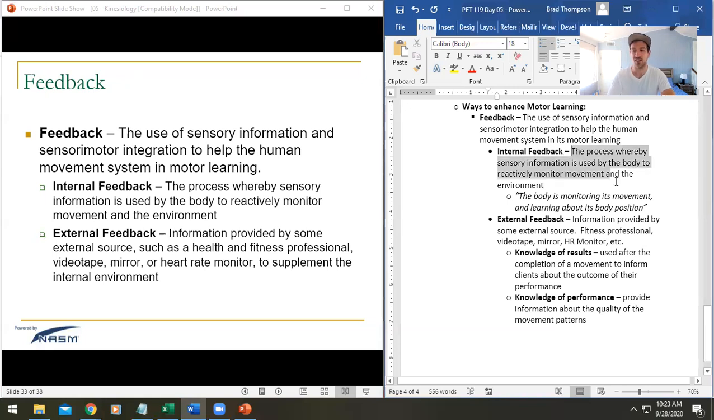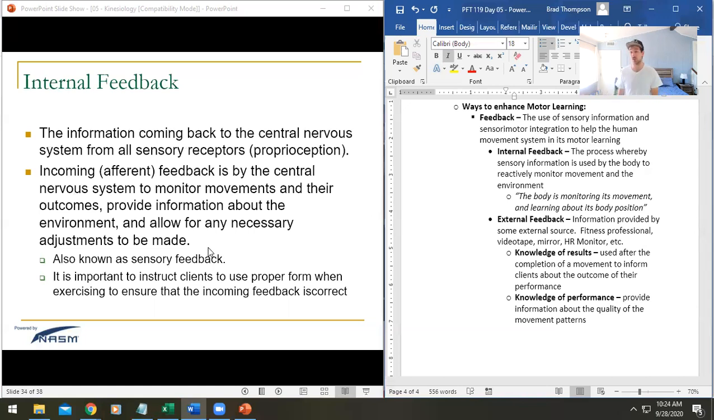So internal feedback is the process whereby sensory information is used by the body to monitor its environment. So the body is monitoring its movements and feeling those movements. That's internal feedback. And then external feedback is information provided by an external source. So a heart rate monitor is an example of external feedback. You're feeling more out of breath right now, right? That's internal feedback. And then they look at their heart rate monitor and see their heart rate is elevated and think, okay, I know that I'm working really hard right now. So that's internal versus external, right? So internal feedback is afferent feedback, sensory feedback, your body feeling information.